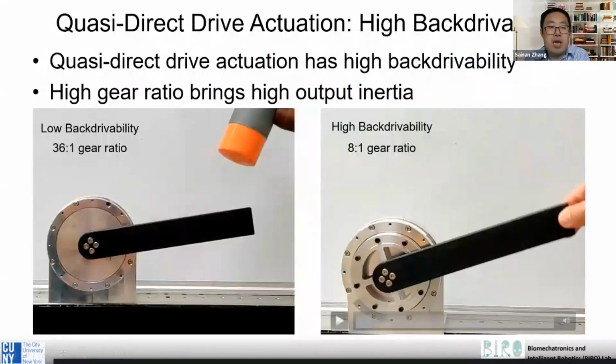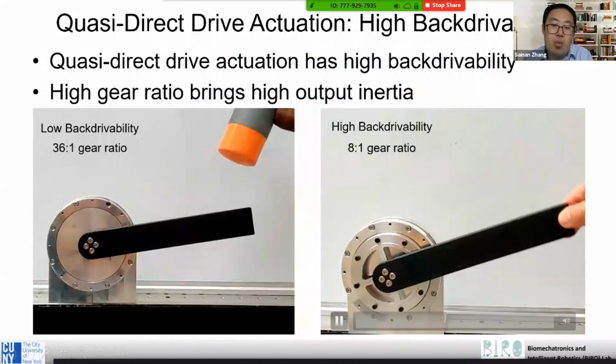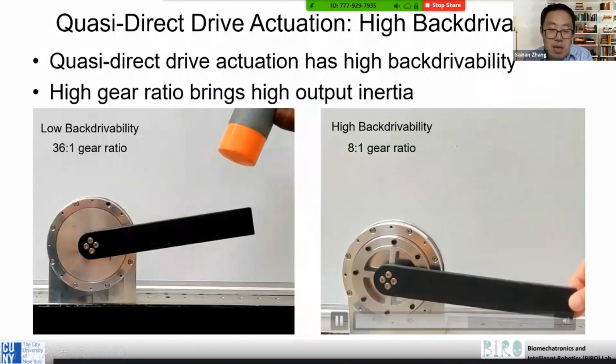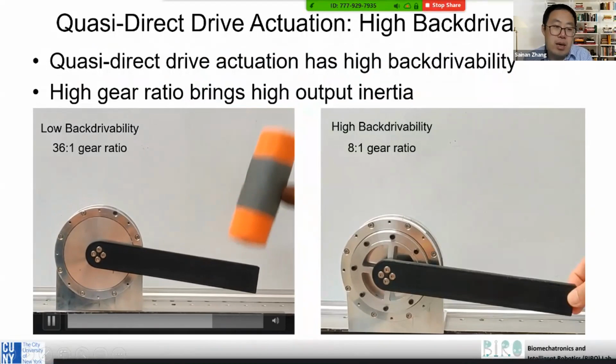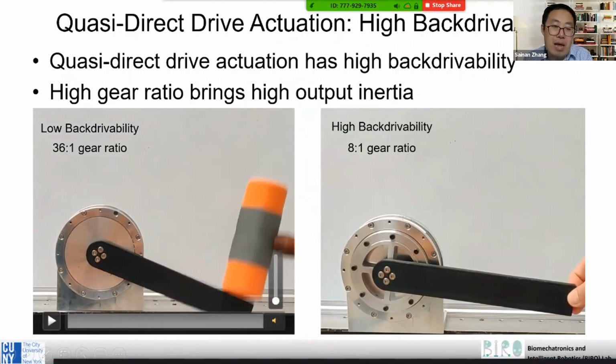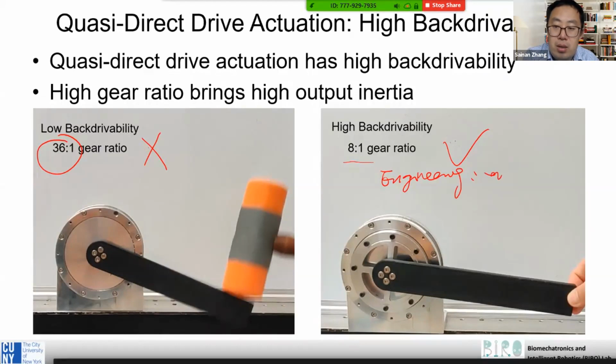In this case, for example, we can show the 8:1 gear ratio, right? It's pretty easy to move it. But for 36:1, you see it's less backdrivable, so it has more resistance, right? That's because the gear ratio is higher. So we generally don't like this, and we like lower gear ratio. But as I said, engineering is about trade-off, right?